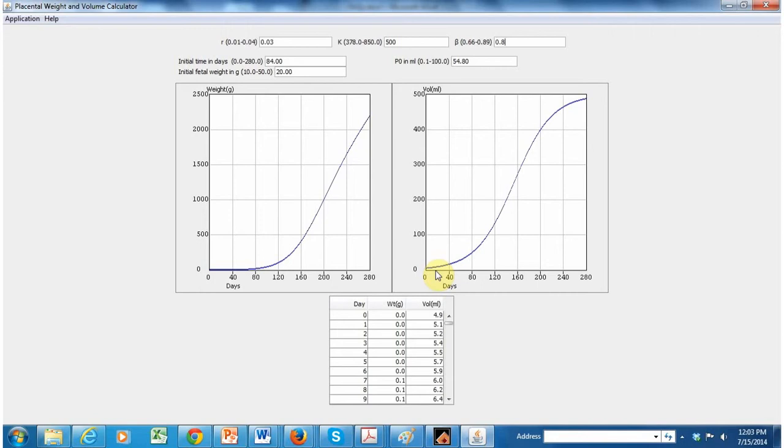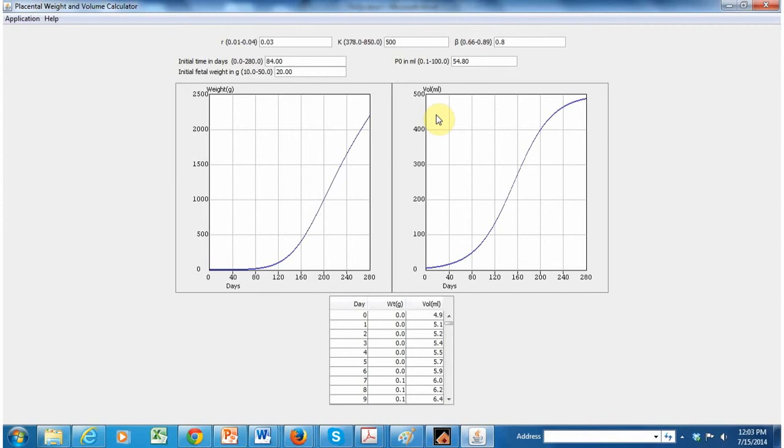So in general, what the growth curve calculator does is it gives you a predictive curve for fetal weight, which is this graph on the left, where the days of pregnancy are on the x-axis and the fetal weight is on the y-axis in grams, and placental volume, which is the graph on the right, where the days of pregnancy are again on the x-axis, and the placental volume in milliliters is on the y-axis.